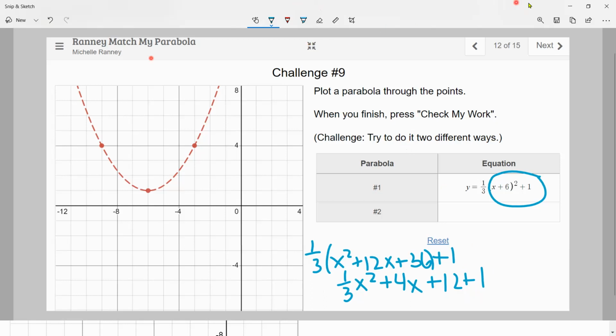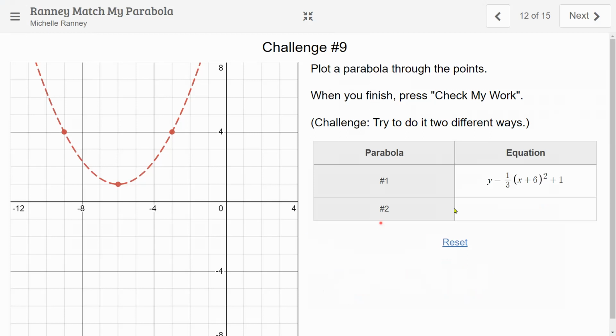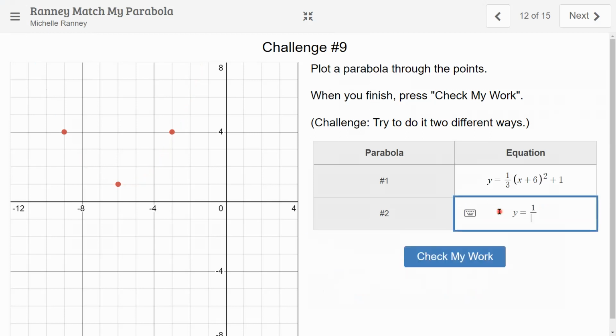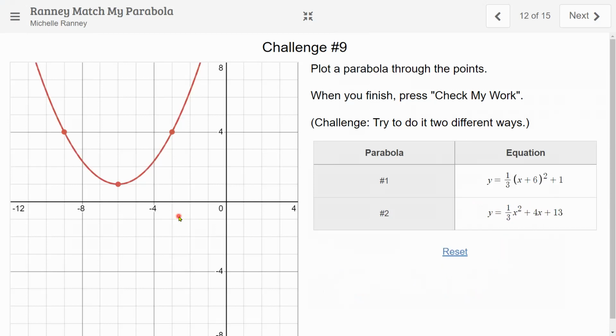Okay. So y equals 1/3 x squared plus 4x plus 13. And you see I got the same thing again. Okay. So I know some of us may have had some more questions on this, but hopefully this kind of helps us understand the movement of it, how to find the stretch.